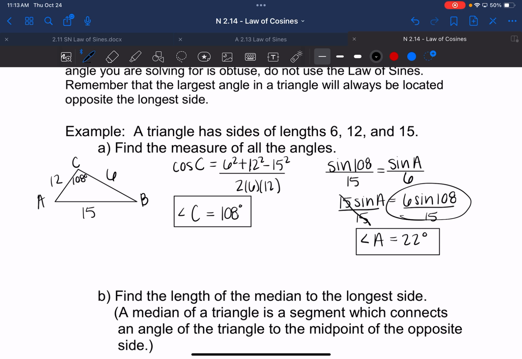All right, so there's only one angle left to find. What do you guys think we could do to find angle B? Right. So to find angle B, now that we know 2 of the 3, we can just subtract the 2 that we know from 180. So what's angle B? 50 degrees. Good.